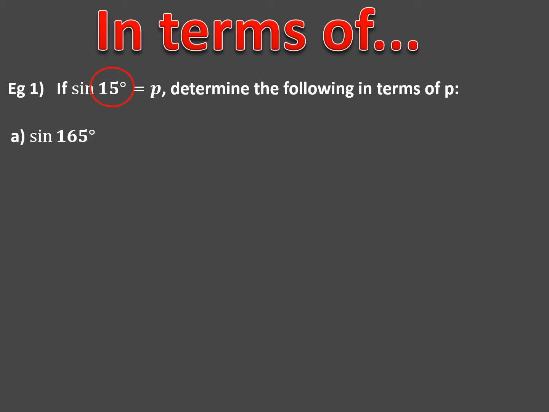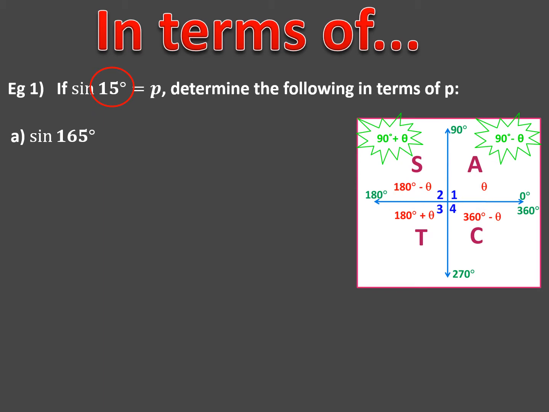In the first example, we get sine 165 degrees. Now, I just want to have a look at the CAST diagram to see where that fits in. 165 degrees is in the second quadrant, and the rule in the second quadrant is 180 degrees minus theta. And it just so happens that 180 degrees minus 15 degrees gives me 165 degrees. Now, in the second quadrant, sine is positive, so I don't need to write the 180 minus anymore. I can reduce it to sine 15 degrees, which is positive, and sine 15 degrees is p. So sine 165 degrees I can rewrite as just p.